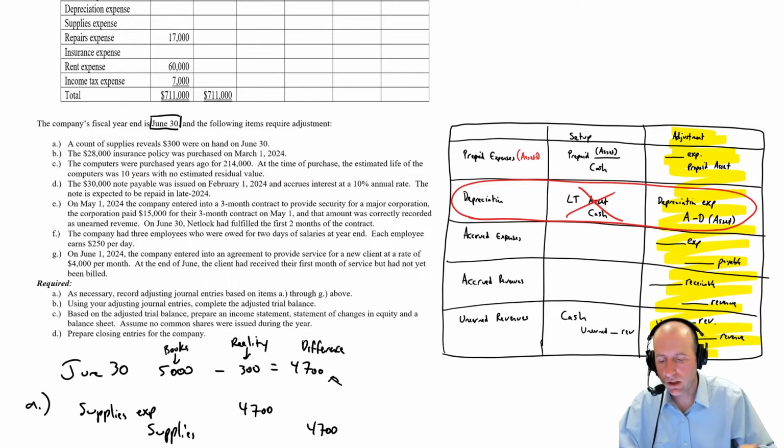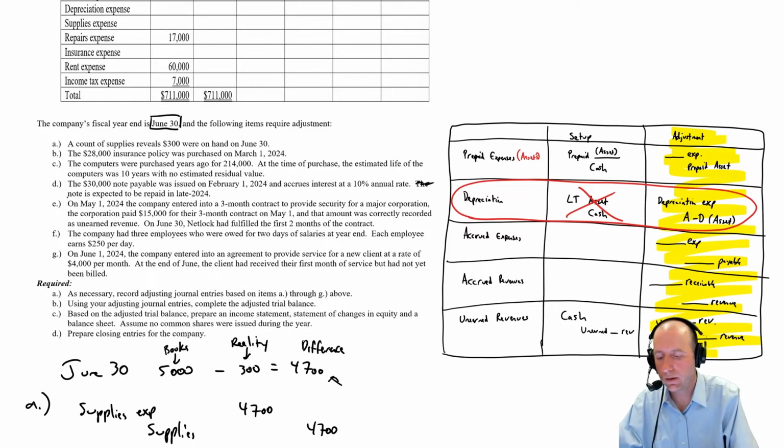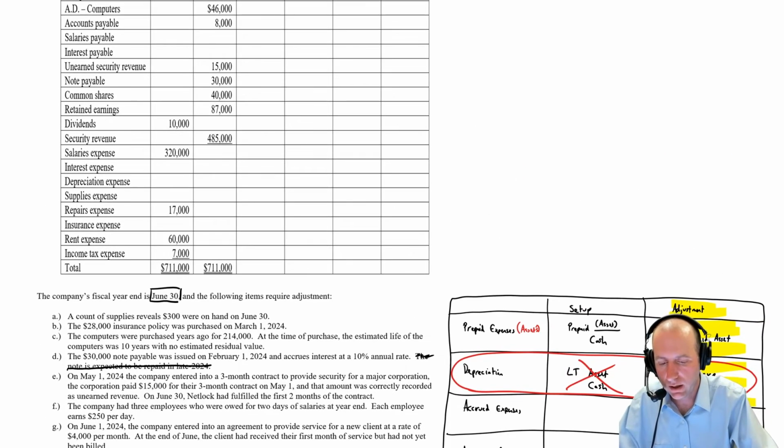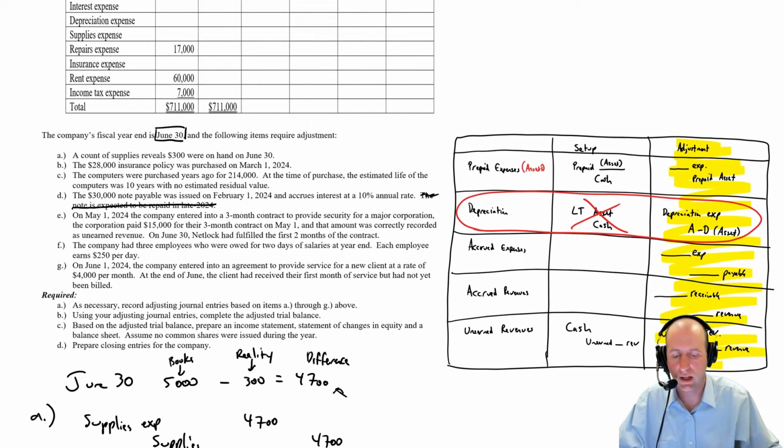D, the note payable was issued in February 1st, 2024 and accrues interest at a 10% annual rate. The note is expected to be repaid in late 2024. Who cares when the note's expected to be repaid? That doesn't matter. Expectations don't matter in financial accounting. It is what happened. So we lent somebody, or we borrowed rather, $30,000. There it is. There's a note payable for $30,000. We borrowed $30,000, and it accrues interest at a rate of 10% annually.